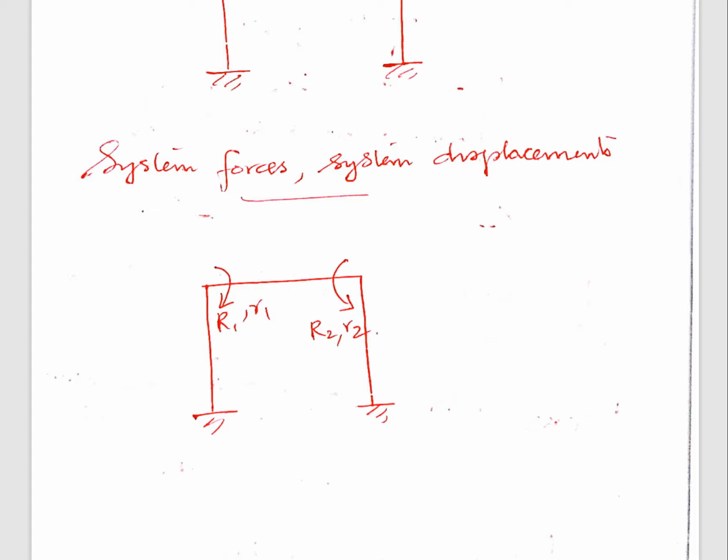So at B, the system force is taken as capital R1 and the system displacement is small r1. And at C, the system force is taken as capital R2 and the corresponding system displacement is small r2.